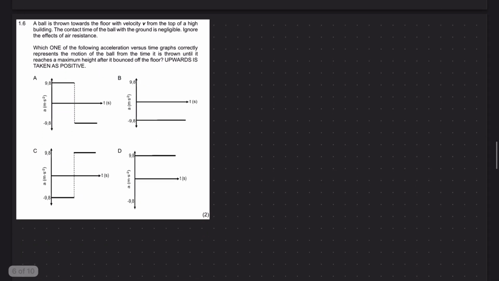Question 1.6, a ball is thrown toward the floor with velocity v from the top of a high building. So here, high building, there's the ball. It is thrown toward the floor, so it's thrown down. The contact time of the ball with the ground is negligible. Ignore the effects of air resistance. Which one of the following acceleration versus time graphs correctly represents the motion of the ball from the time it is thrown until it reaches a maximum height after it bounced off the floor? So upward is taken as positive. So it bounces.